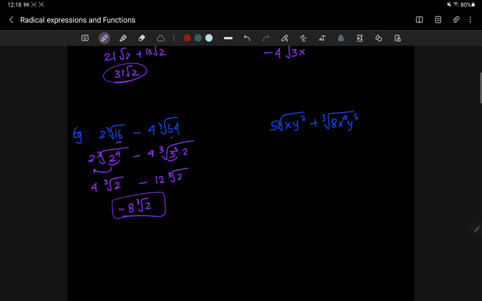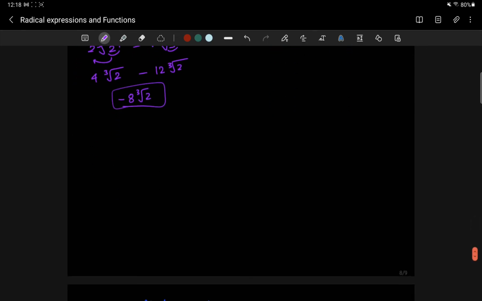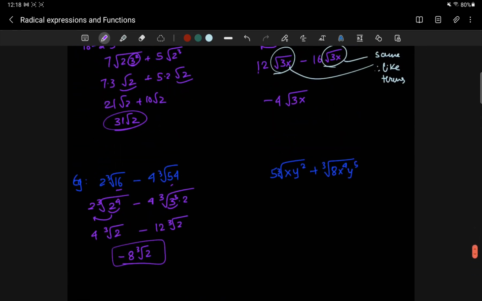So again, numbers that don't look like they will be like terms may end up becoming like terms. So in order to make sure you don't miss out on anything, you want to make sure that you factor it.